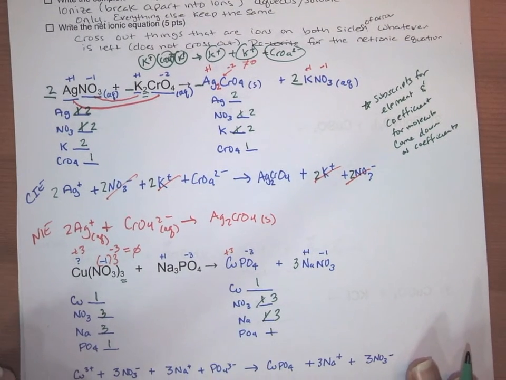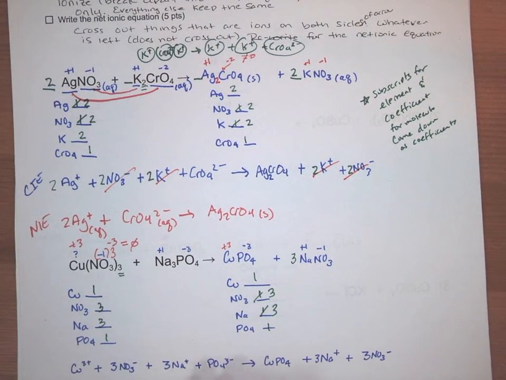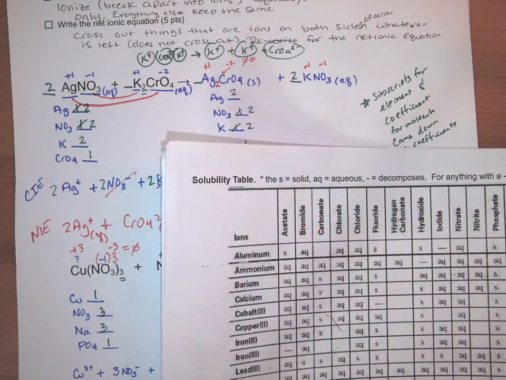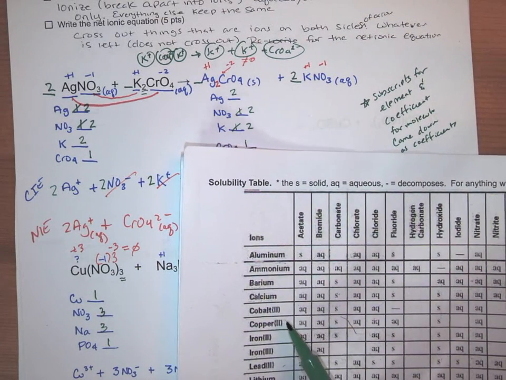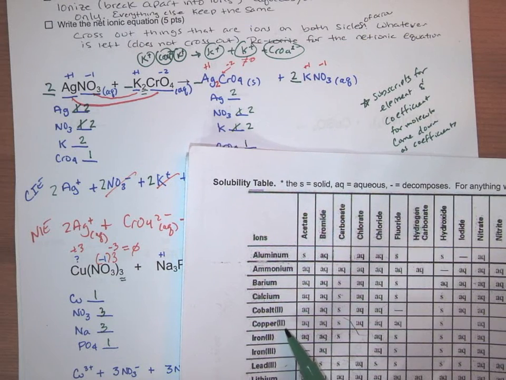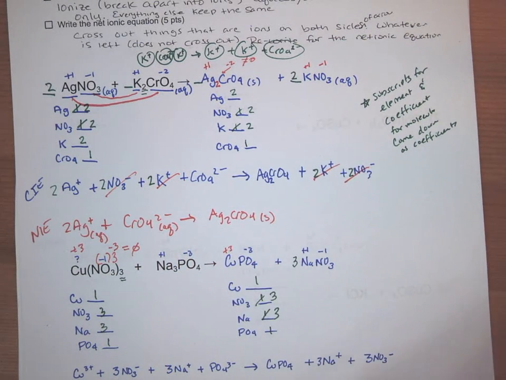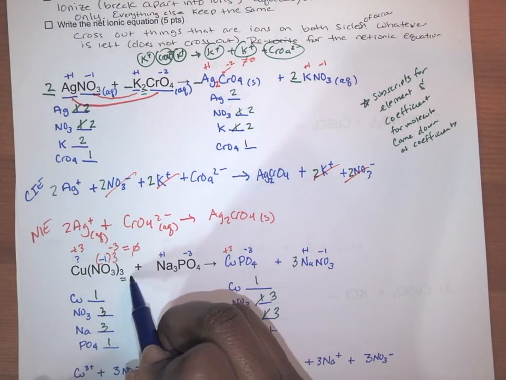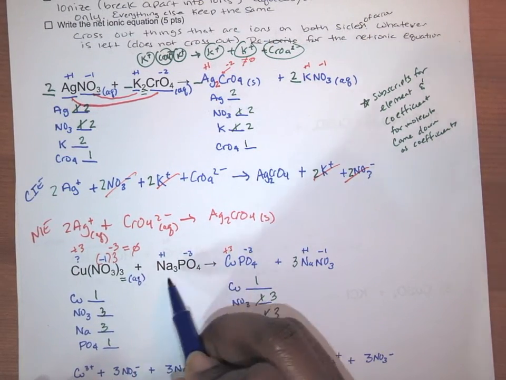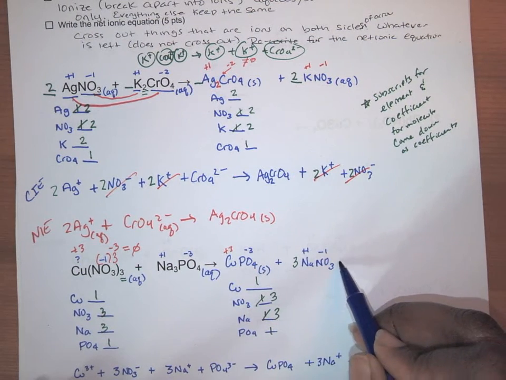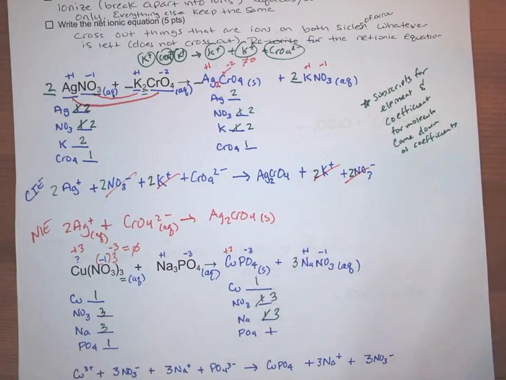All right, now once we've done that, we need to go into the chart and figure out what's aqueous and what's solid. If you look in the chart here, this chart doesn't have copper 3, it has copper 2. But a lot of times they have the same solubility. So I'm just going to write down what the solubilities are, or if it's aqueous or solid, I should say. So copper nitrate is aqueous. Sodium phosphate is aqueous. Copper phosphate is solid, and sodium nitrate is aqueous. So I just use the solubility chart to figure that out like we did before.